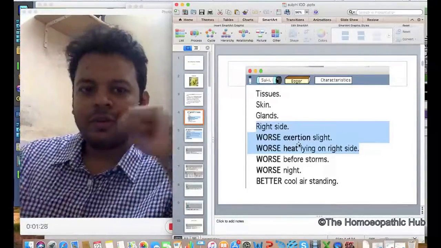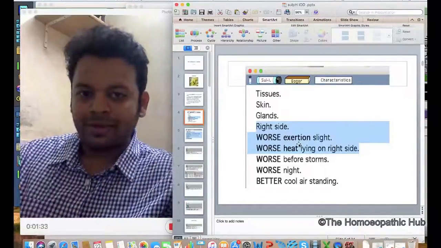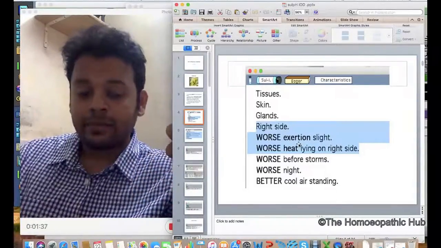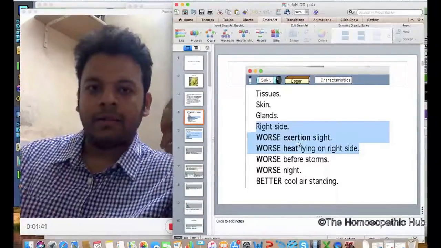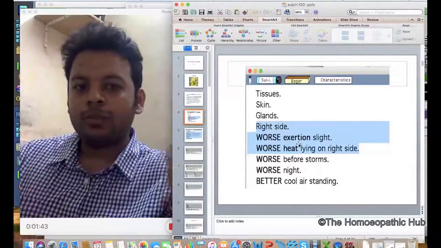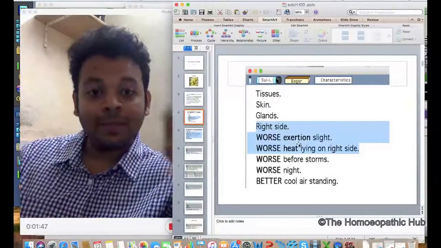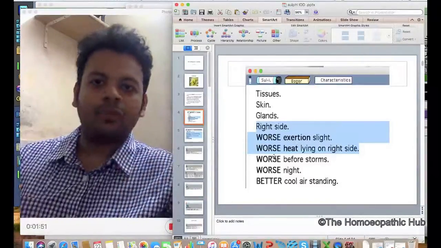It is aggravated by slight exertion, it is aggravated by heat, being a sulfur remedy, it's aggravated before a storm, it's worse at night, it is better by cold air and standing. Now this is quite opposite to sulfur, because for sulfur standing is the worst position, while for sulfur iode standing ameliorates. So this is how you compare and contrast.